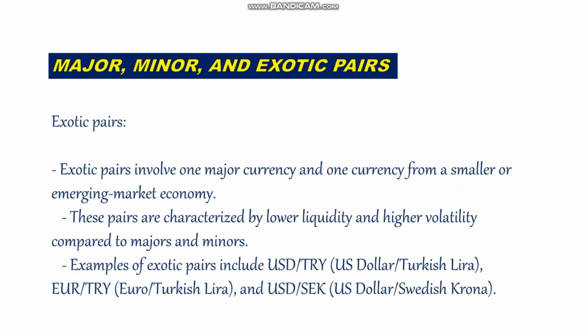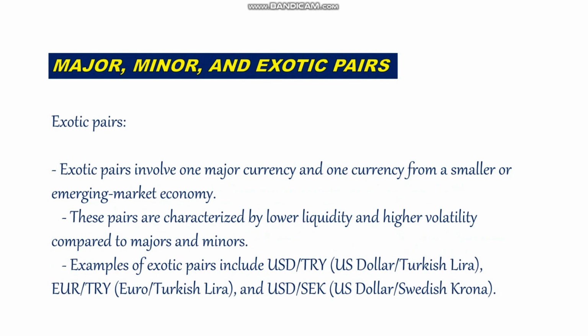So the last is the exotic pair. These are one major currency paired with one currency from a smaller or emerging market economy. You understand? So they have low liquidity and high volatility compared to major and minor pairs, which are the best. If you are a starter, you need to trade with major or minor pairs. Examples of exotic pairs include the USD/Turkish Lira, the EUR/Turkish Lira, and the USD/Swedish Krona.